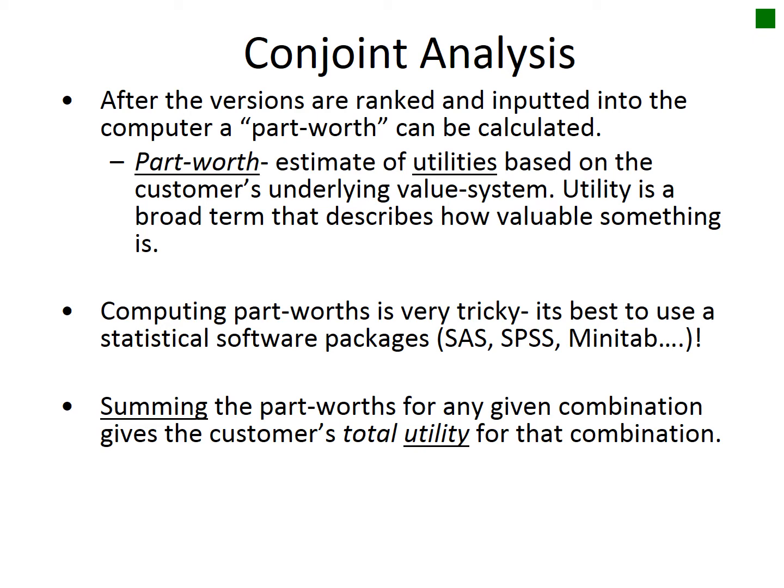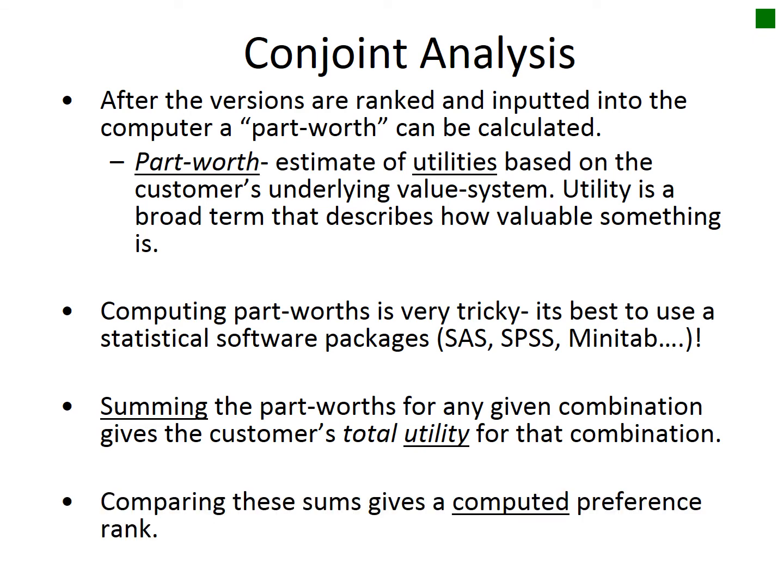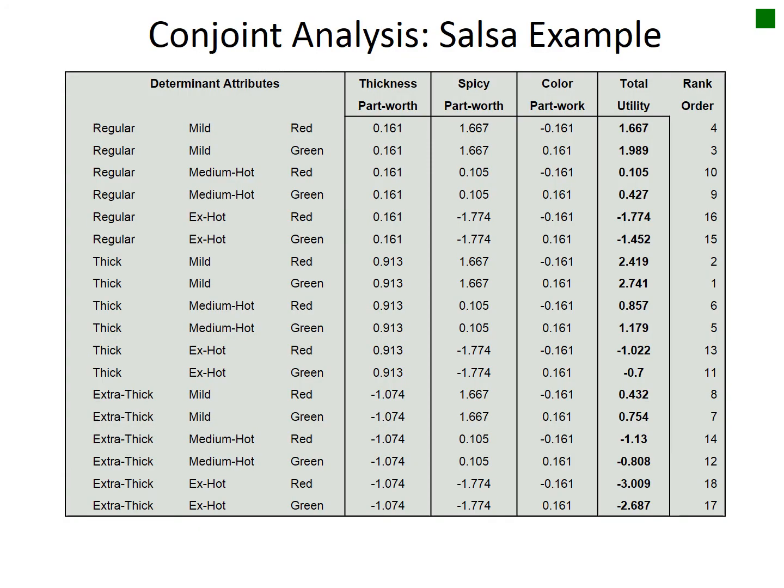Okay, so if we look at our data again, if we look at another table, we can look at specifically what part worths are relative to the 18 different product types that we have. So in this column here, we have the thickness. So our thickness column is regular thick or extra thick. This column here is spiciness. And then this column here includes the different color. So we have a thickness part worth, which for regular is 0.161.